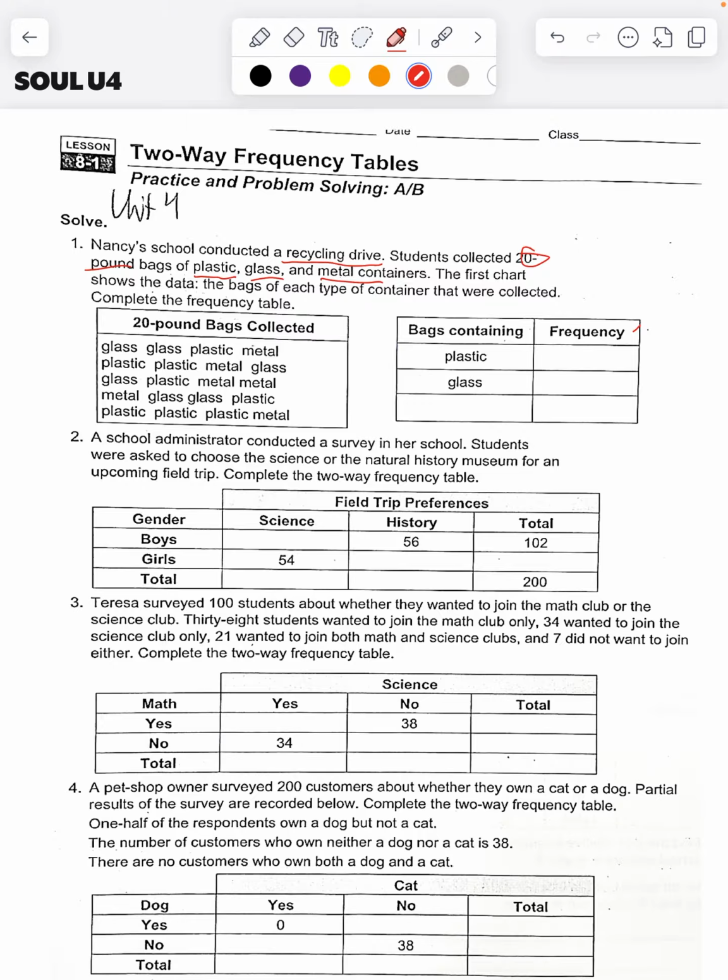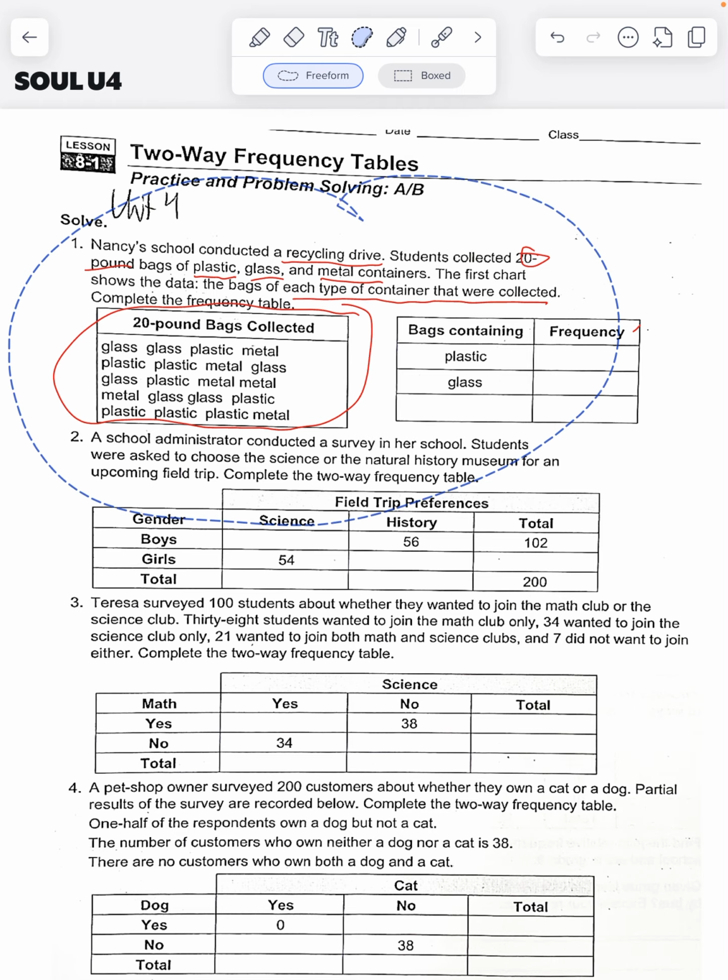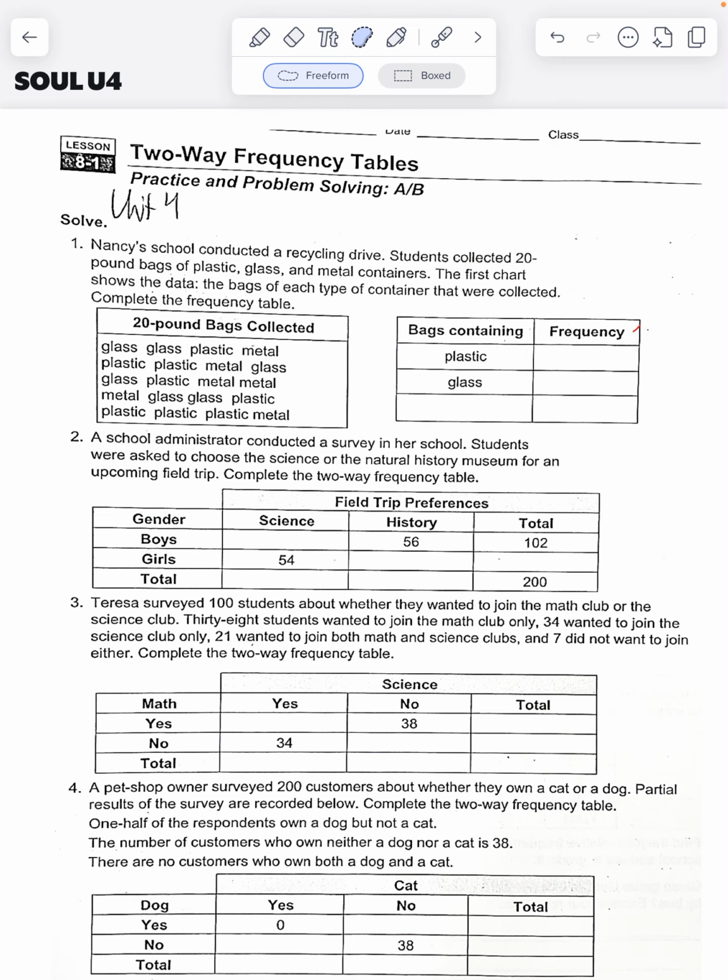The first chart shows the data, the bags of each type of container that were collected. Complete the frequency table. What is the frequency table? The frequency table is this one. Frequency means how many times it happened.